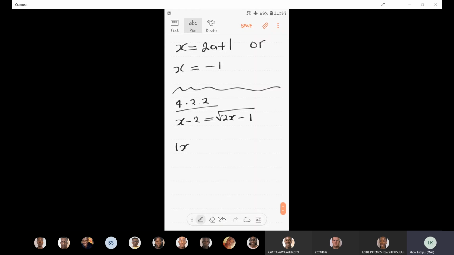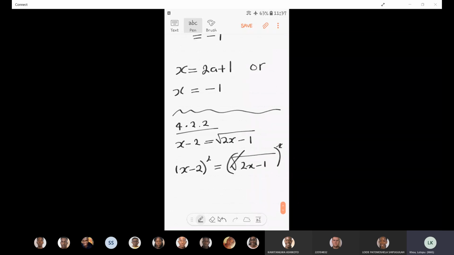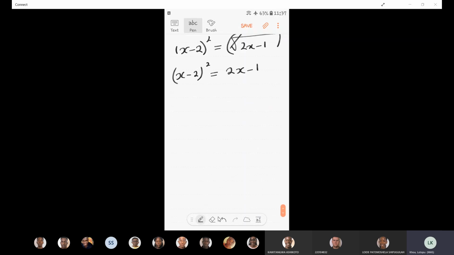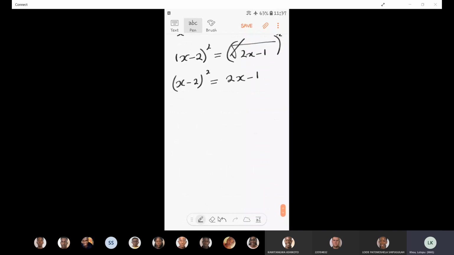So I will have x minus 2 squared. This is equal to the square root of 2x minus 1 squared. And the square root and the squared will cancel each other out. Then I have x minus 2 squared. This is equal to 2x minus 1. Then I multiply out my brackets, so I'm not going to say this.